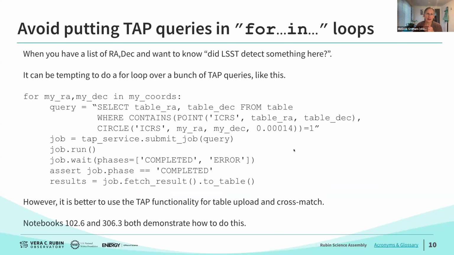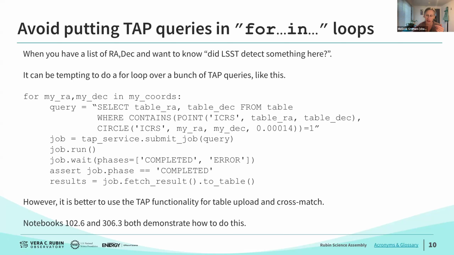The other pitfall we see people running into is putting TAP queries into for loops. This isn't forbidden, it's just a little dangerous and not the best way to go about things. So when you have a list of RA and Dec and you want to know, did LSST detect something here? Is there a light curve at this location? It can be pretty tempting to do a for loop over a bunch of TAP queries that might look something like: for this coordinate in my set of coordinates, define my TAP query to go and look at the table and see if there's anything there, submit the query and get the results, and then do this over and over for every location. It's not forbidden, it's really just not the best way to go about it.